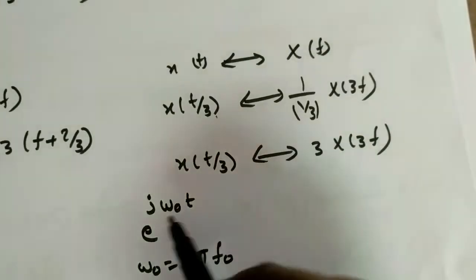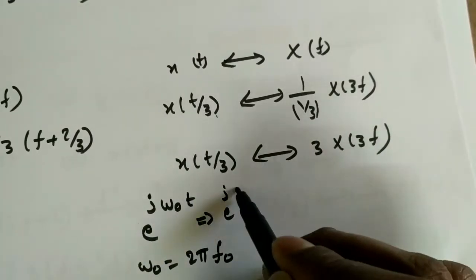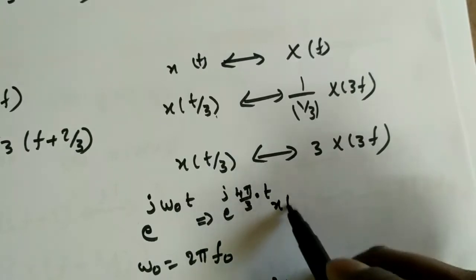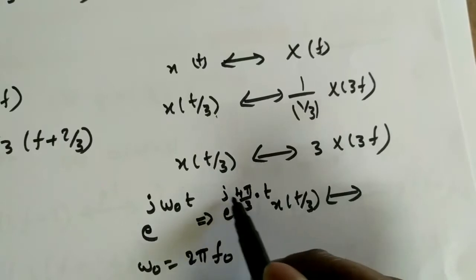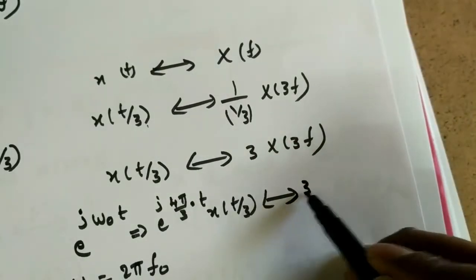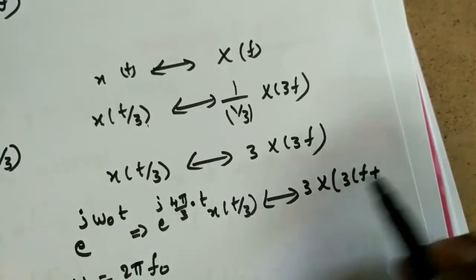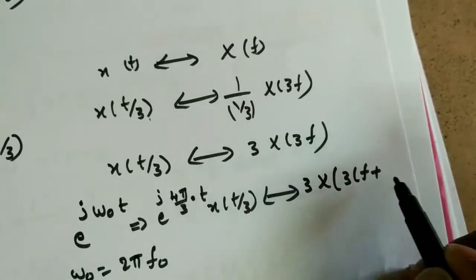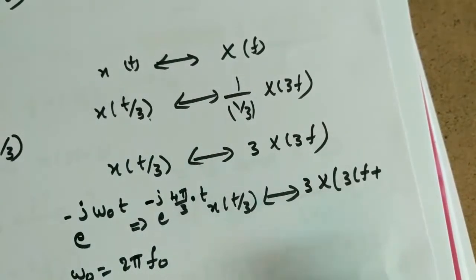So in place of e power j omega naught, now what will we get? e power j 4 pi by 3 into t into x of t by 3. So only this 4 pi by 3, 2 pi is over, so 2 pi into 2 by 3. So what will we get? x of 3 into f plus. So see, we need plus. If there is a plus here, I will get minus here. So we need to add minus here, right?